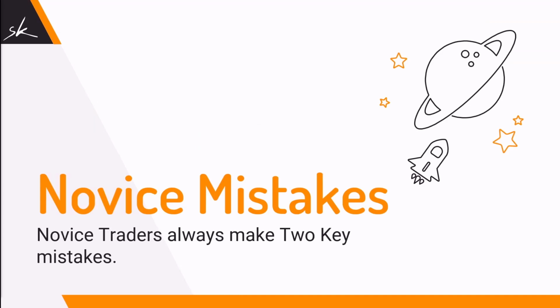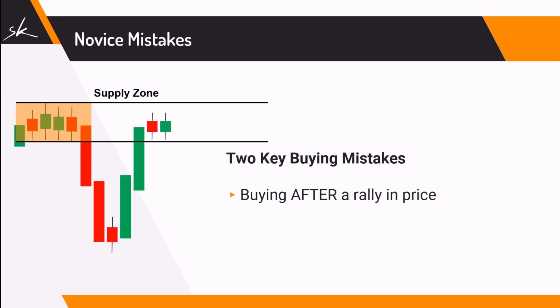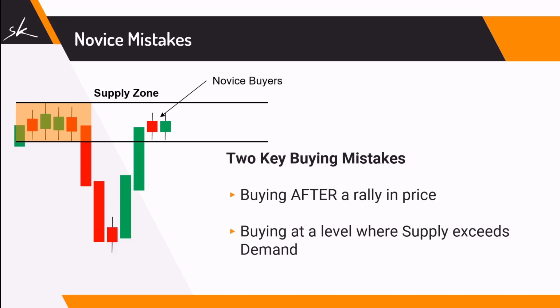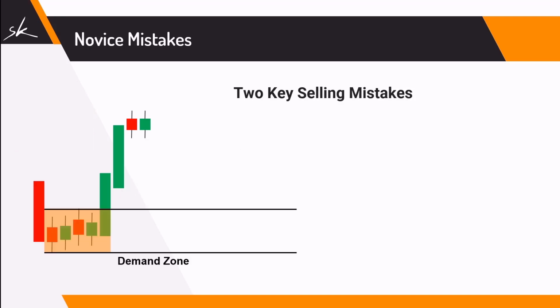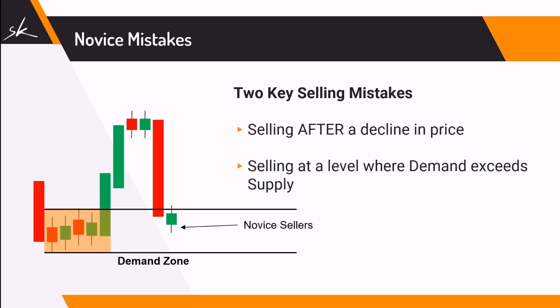Now that we understand the novice actions, let's understand the mistakes which the novices make. Two key buying mistakes. Mistake number 1, buying after a rally in price, which means buying at an expensive price. And mistake number 2, buying at a level where the chart has proven to us that in history, supply exceeded demand. Two key selling mistakes. Mistake number 1, selling after a drop in price, which means selling at a cheaper price. And mistake number 2, selling at a level where the chart has proven to us that in history, demand exceeded supply.